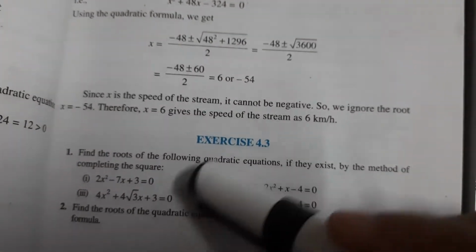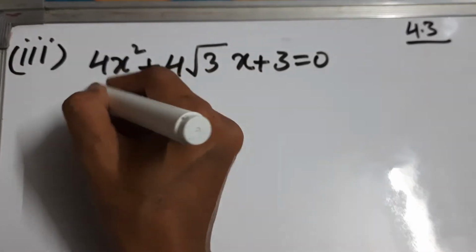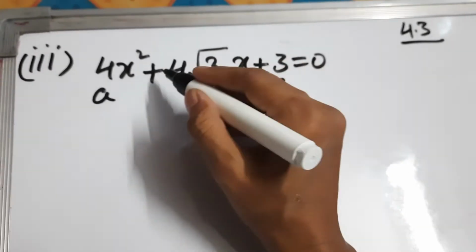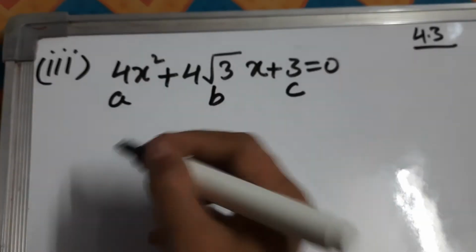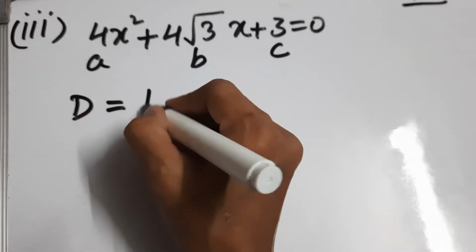So now let us solve the third equation. Let us try the third one. So dear students, let us solve this. A, B, C. A is plus 4, B is plus 4 root 3. We will not take x, and C is the constant term. So let us find out whether the roots exist or not by solving the discriminant.